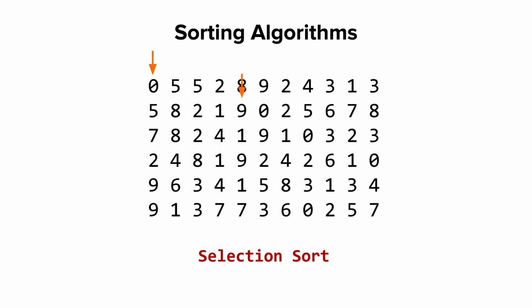The process continues until you reach the end of the list, at which point it knows now that the lowest value is at the start of the list. Now it starts over, completing the same process, comparing every number to the second value in the list, which is the 5.